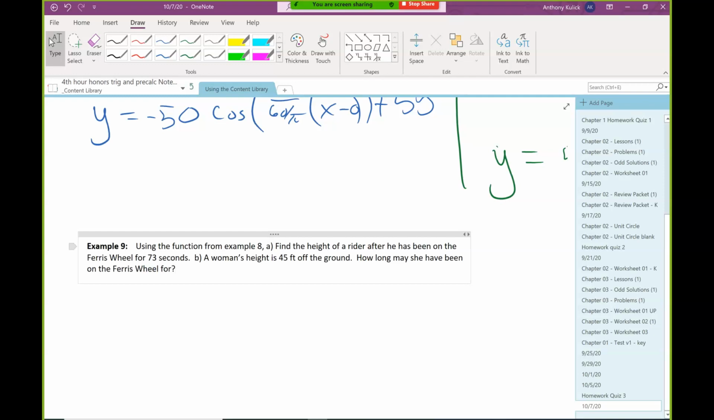All right. So the next example says, use the function from the previous example to find the height of the rider after he has been on the Ferris wheel for 73 seconds. And part B says a woman's height is 40 off the ground. How long may she have been on the Ferris wheel for?